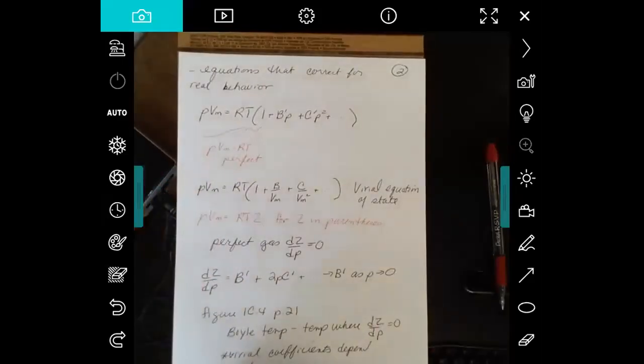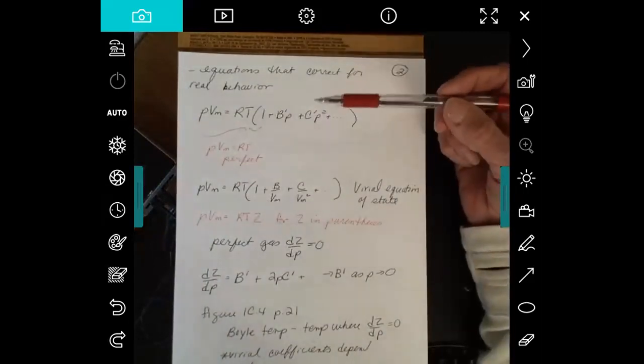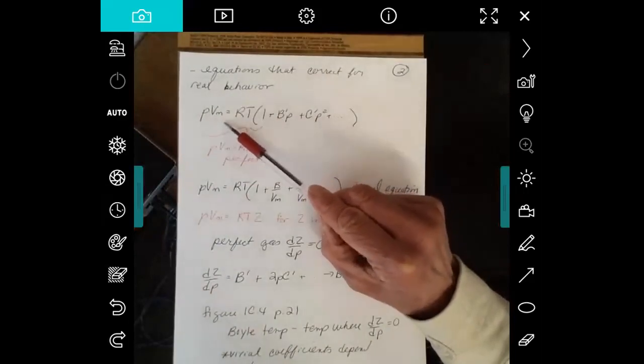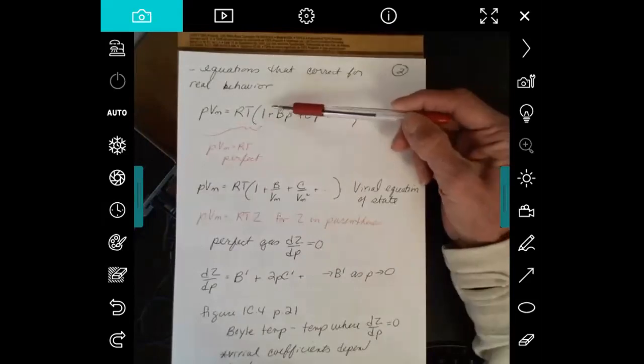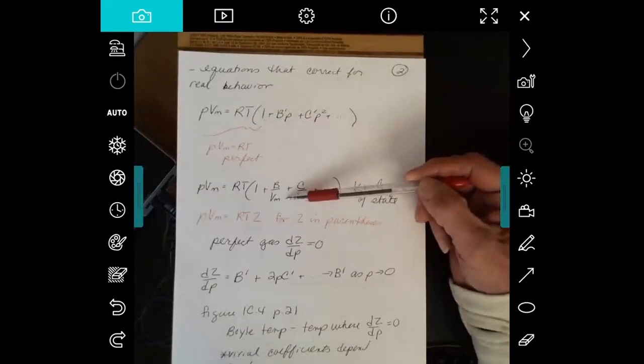So if we have non-ideal behavior, we need to be able to mathematically deal with that. So we have an equation of state that's for this non-ideal or non-perfect gas. And one of the ways to do it is with a virial equation of state, where you essentially just add correction terms. So pressure times molar volume equals RT is the perfect gas. But now we're just going to multiply it by some correction terms either in terms of pressure or volume.